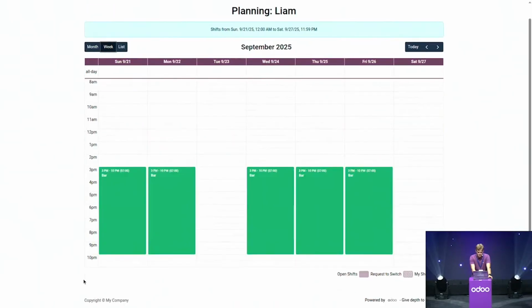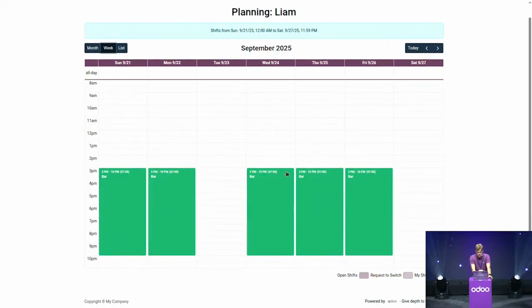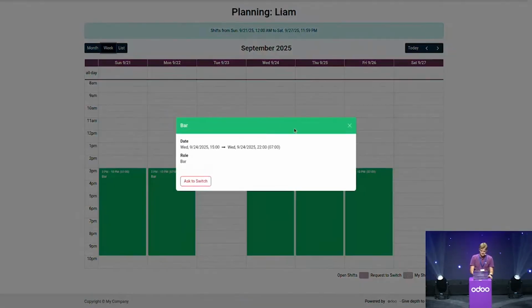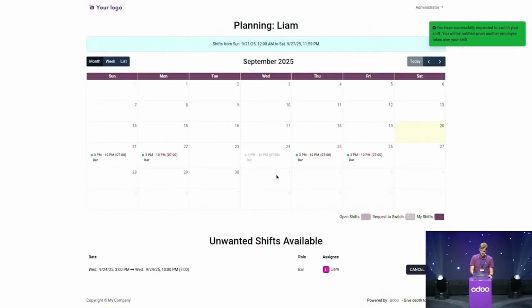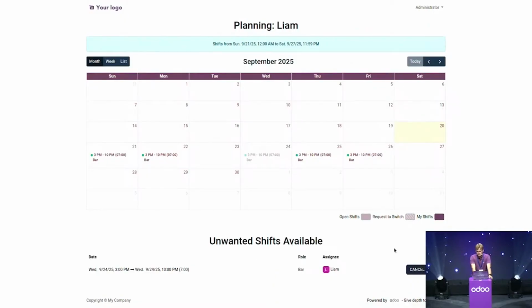So this is quite nice, so at least I can have directly an idea of what I can do or not do. But now, let's say, for example, Liam is not available on Wednesday. So he's going to ask to switch. He's pressing this button, and you see that automatically it is a little blurred out, and I have a new unwanted shift available if someone else wants to take it.